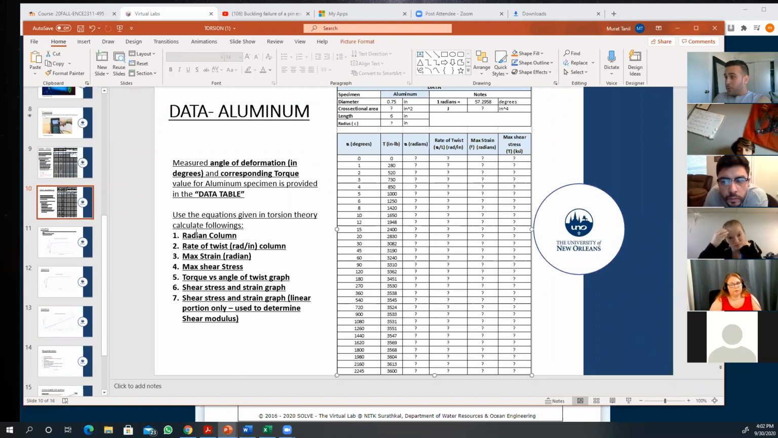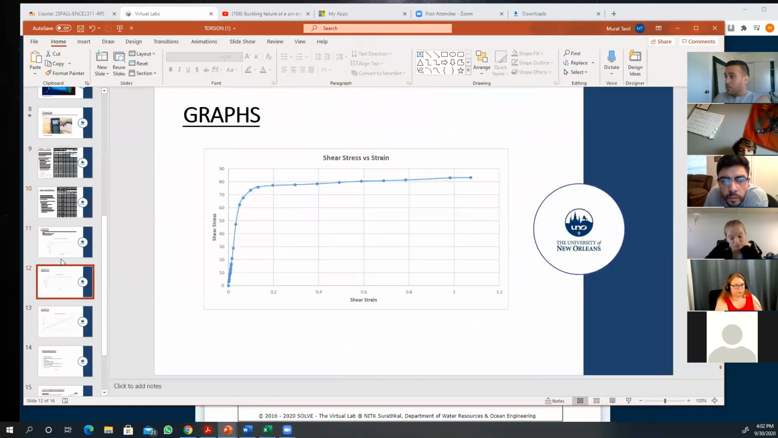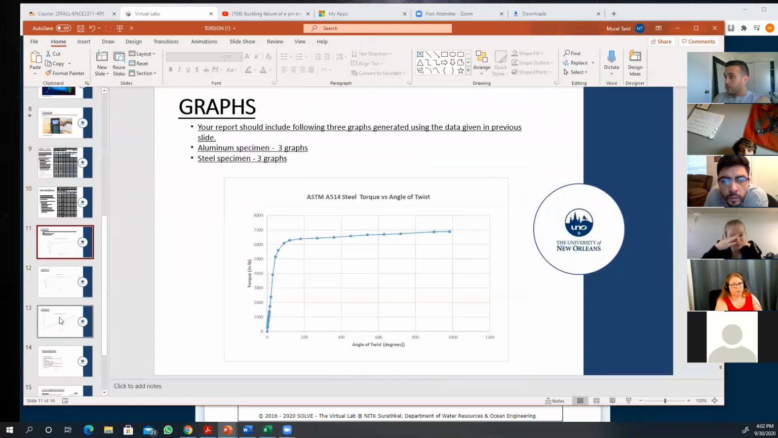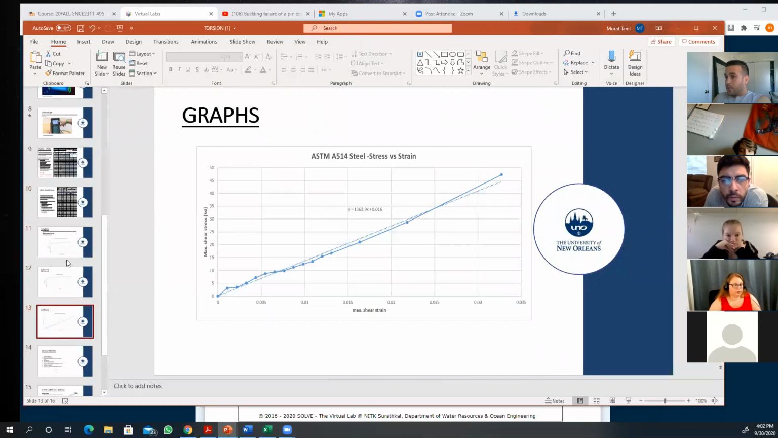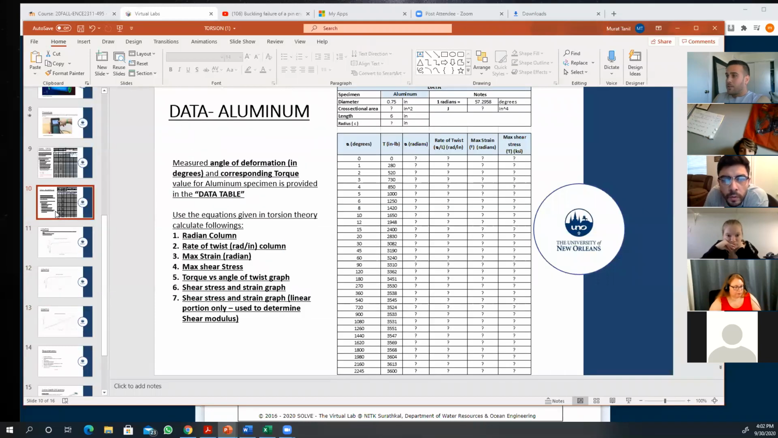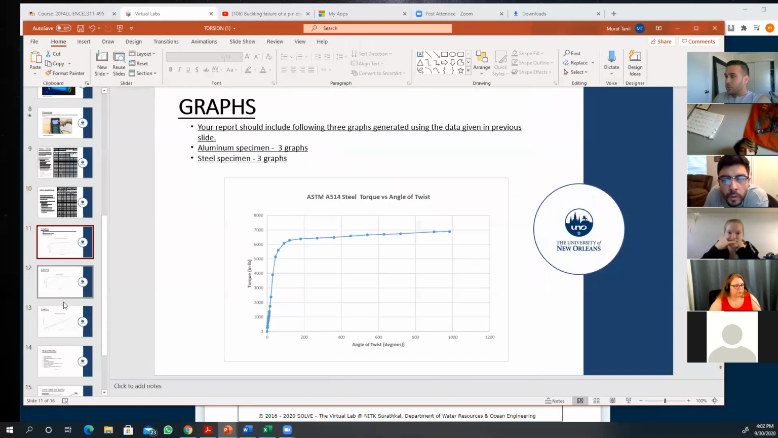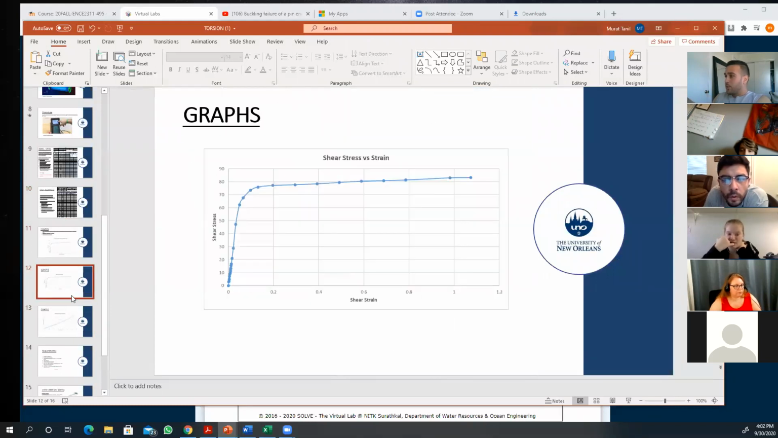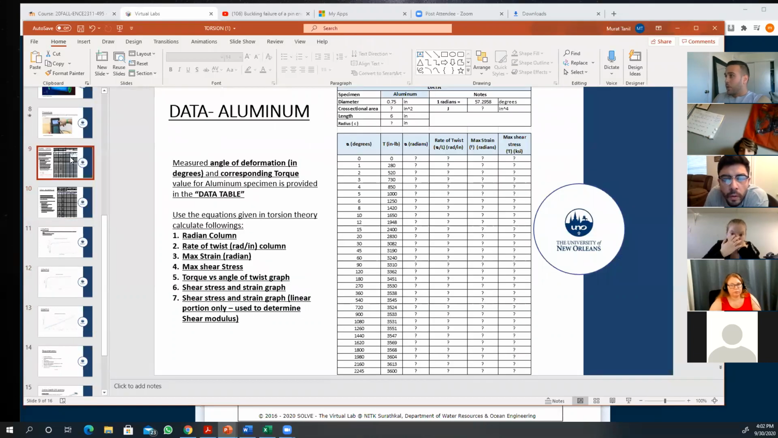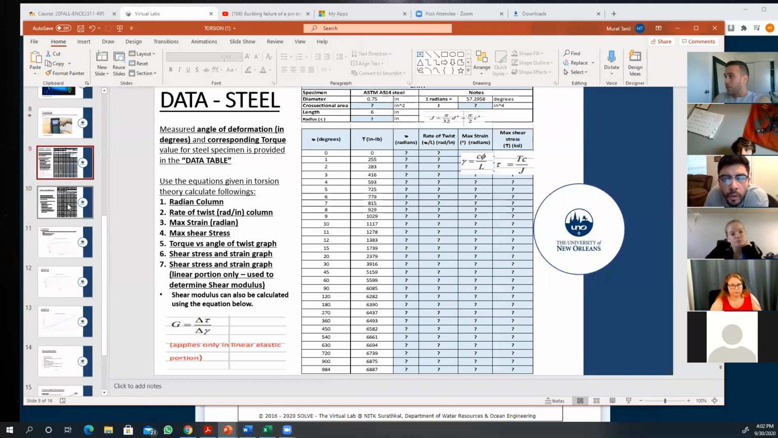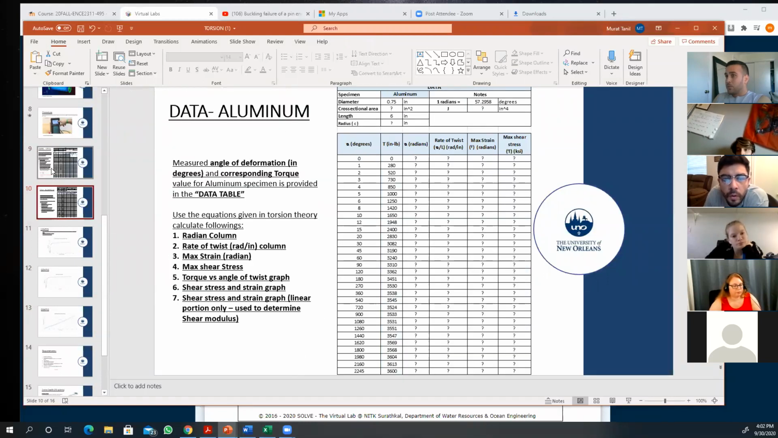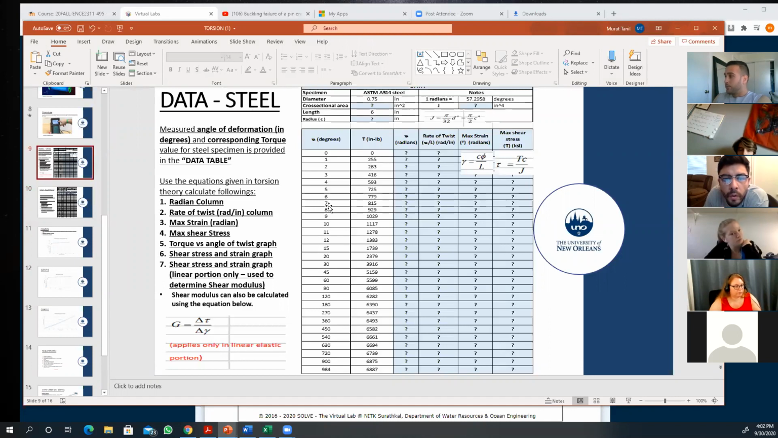If you follow this procedure, calculate the required sections, and if your graphs are similar to these, and I made these graphs based on this data, then you're on the right path. So you use these 2 data sets. You have the results for aluminum, and you have the results from steel.